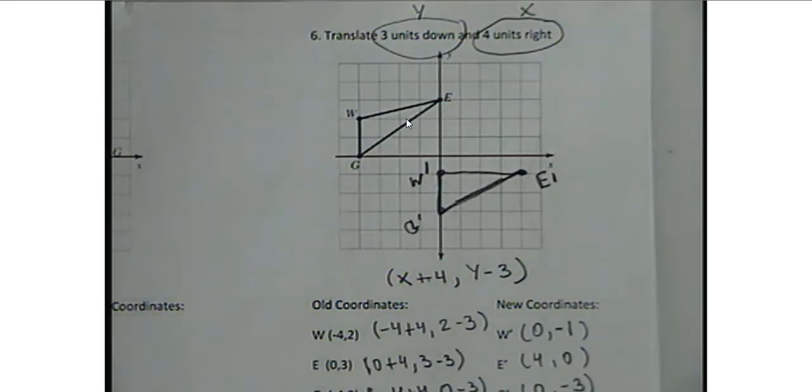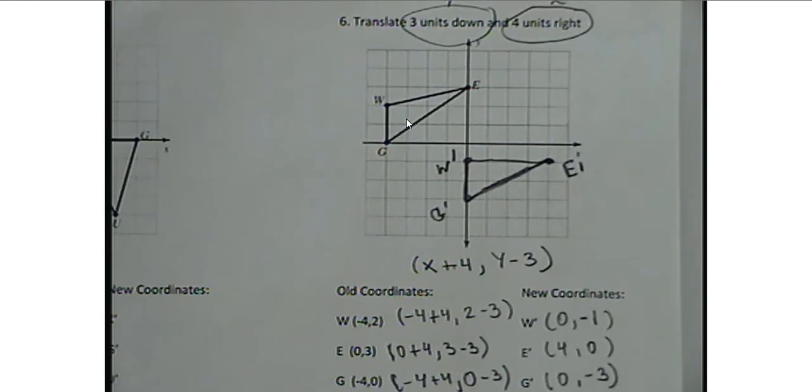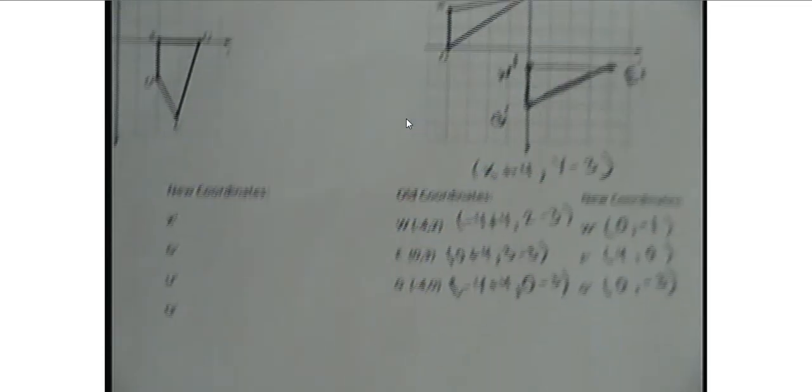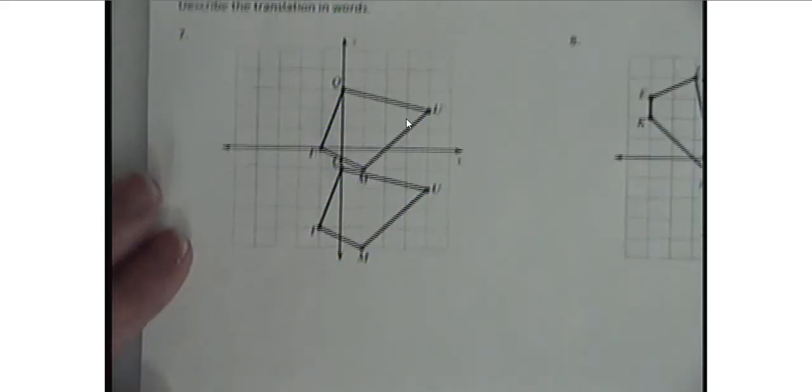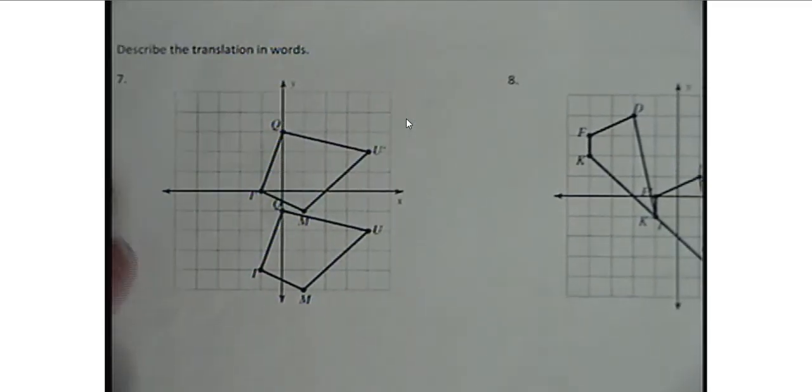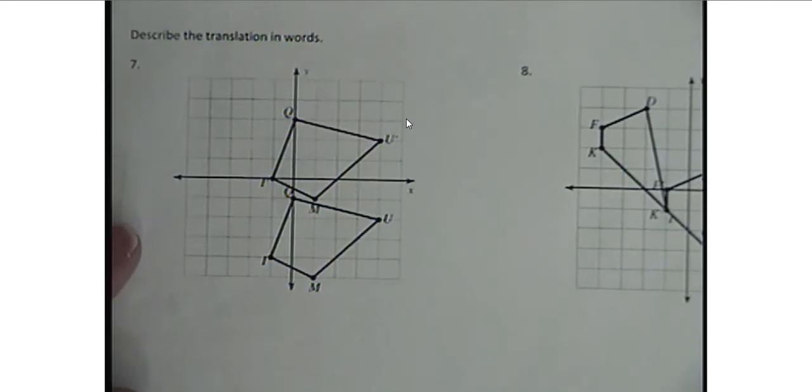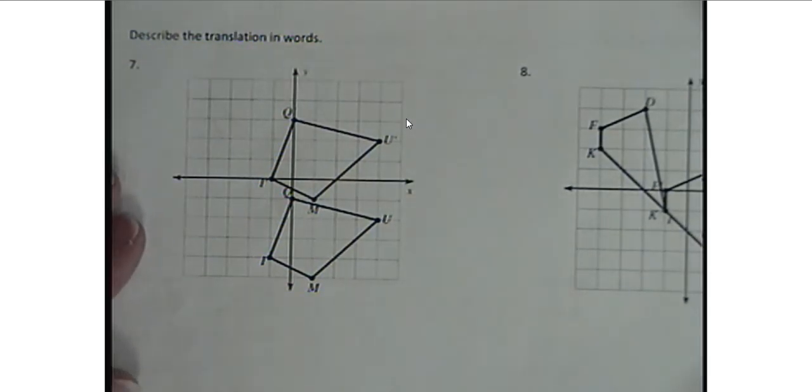Awesome. So pretty much those are the examples. I'm gonna show you just one more, and that one will be number 7, for example. So if you are given 2 images on the graph already and they're asking you to explain the translation in your own words, then you have to pick a point. And you're gonna have to explain how this point changes.